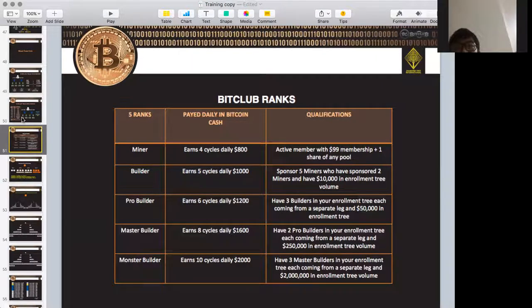Does it mean, in order to become a pro builder, for example, you need to have 3 builders in your tree? That means these 3 builders must be personally enrolled by you. Can it be by someone second generation? No, it won't count. When they say these 5 miners, 3 builders, it has to be your own one, personally enrolled by you, directly underneath. Yes.